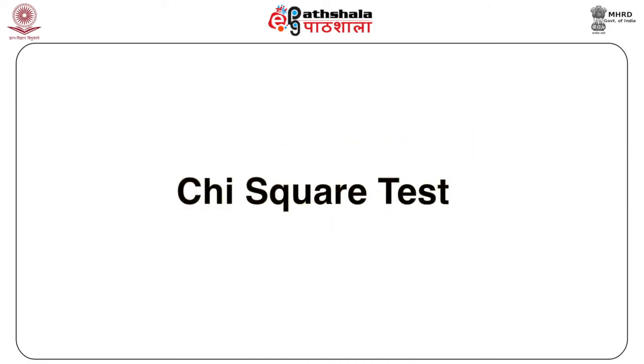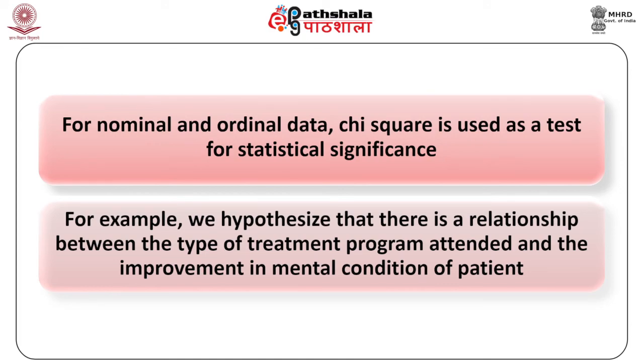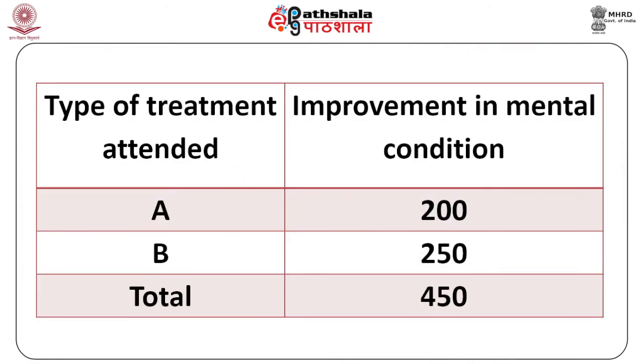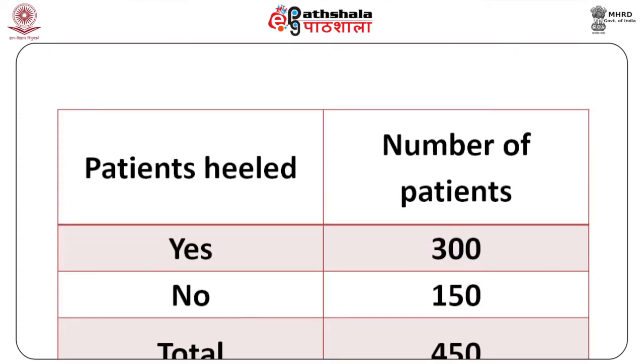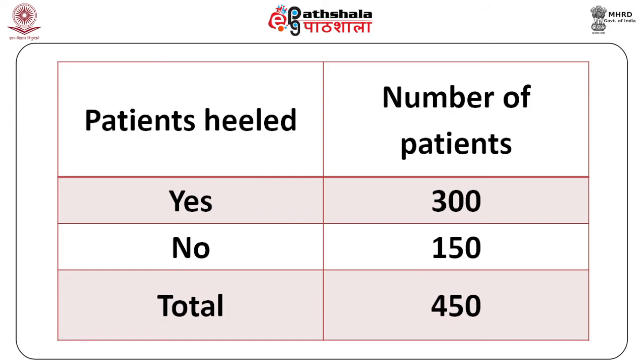First, chi-square test. For nominal and ordinal data, chi-square is used as a test for statistical significance. For example, we hypothesize that there is a relationship between the type of treatment program attended and the improvement in mental condition of patients. We gather the following data. As we can see in the table, we have types of treatment attended, A and B, and improvement in mental condition, respectively 200, 250 and a total of 450. The patients healed are 300 and not healed are 150, making a total of 450.